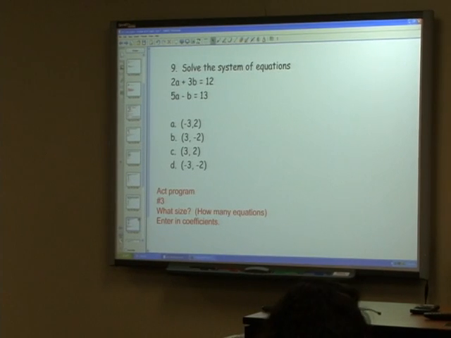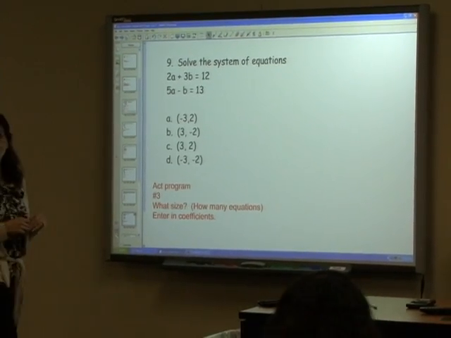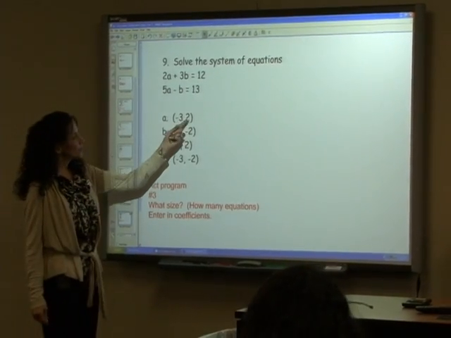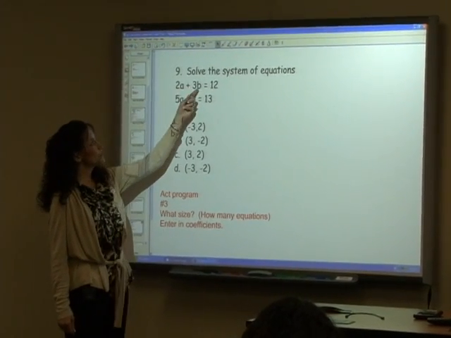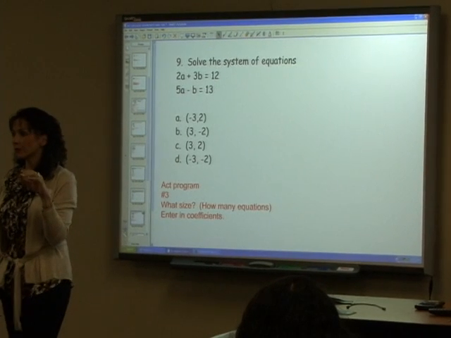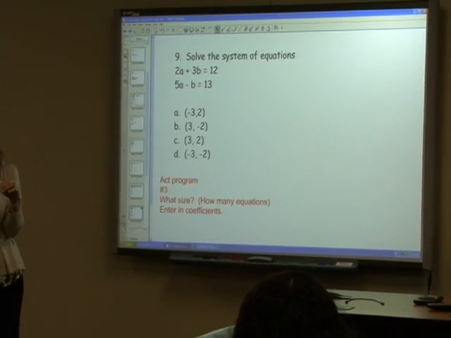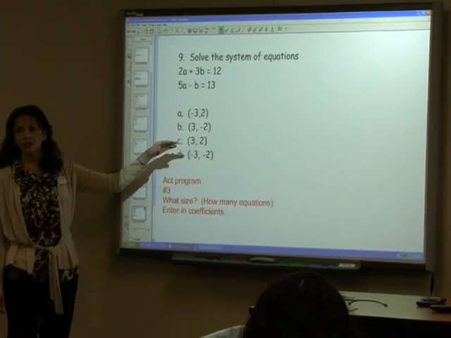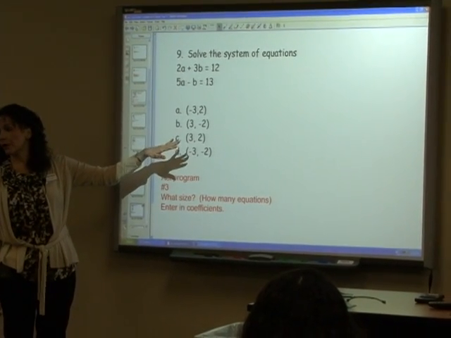Number 9, solve the systems of equations, and it gives you the two equations. Here's one way to do it. I could take each point, plug it into my A and B, see which one works for both. A little bit of work, not real hard, okay, but I could find my answer. Or you can solve this using your ACT program.